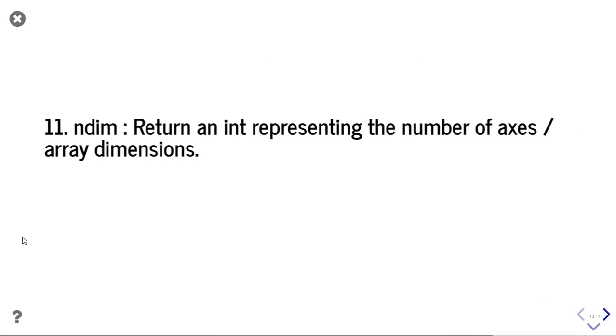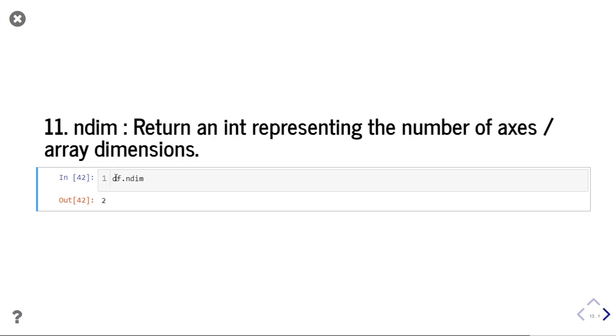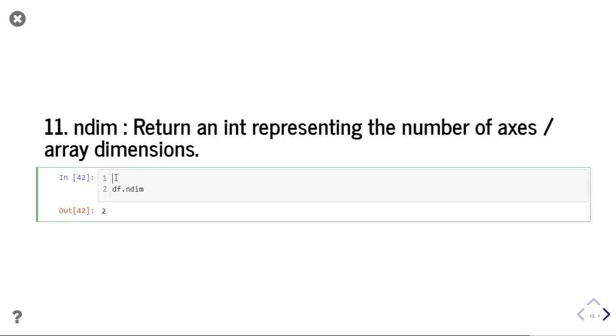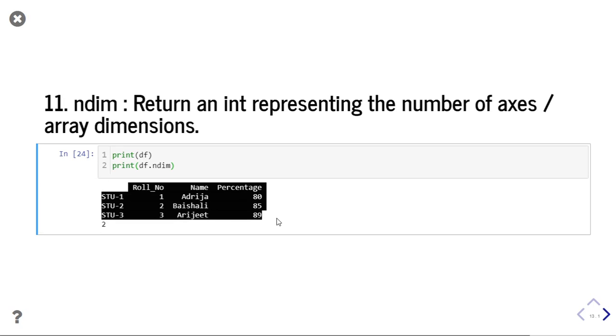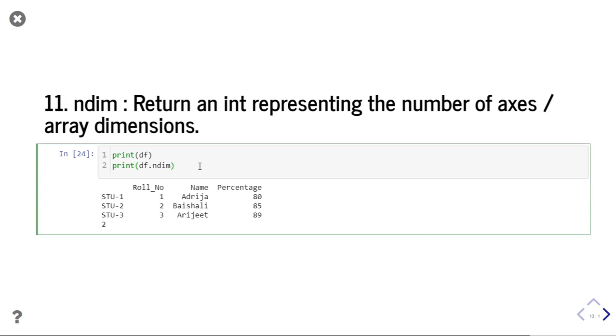Now let us move forward. So our 11th attribute is ndim. It will return our dimension. So you can see, since our data frame is of table format, it has two dimensions, rows and columns. See here, there are rows and there are columns. This is a two-dimensional data structure. Fine. And in case of series, it is a single dimensional data structure. So ndim will provide two because it is a data frame. Every time it will provide two only.